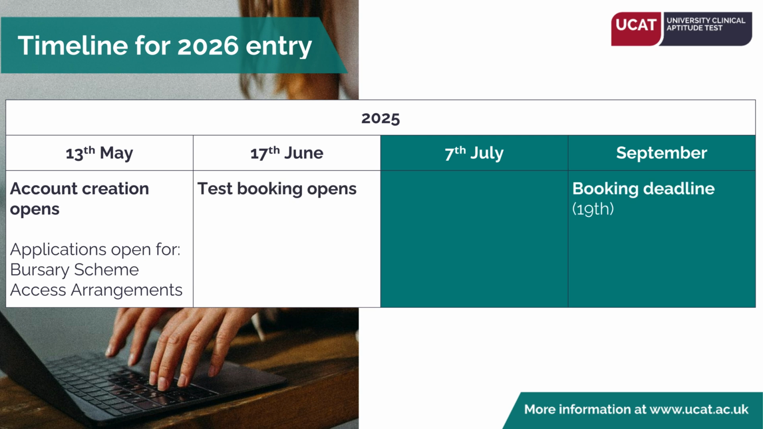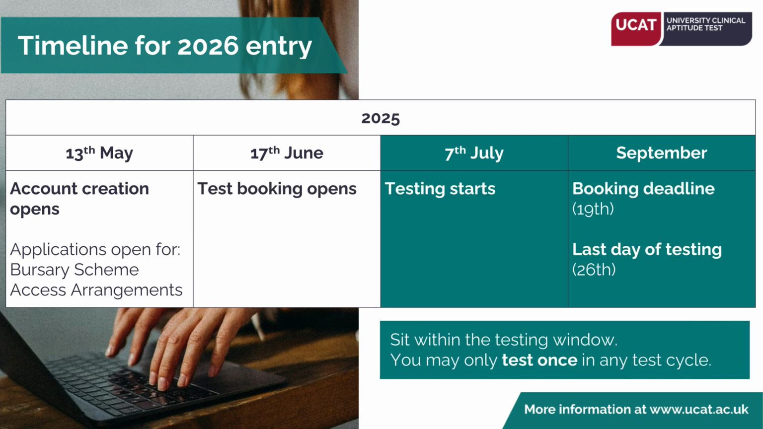Test booking is open from 17th of June until 19th September. The UCAT must be sat within the testing window, which runs from 7th of July to 26th of September. You can choose the test centre, time and date that is most convenient for you within the testing window. We strongly recommend you book as early as possible. If you choose to book a late test and then miss your test appointment, you may not be able to rebook within the testing window.